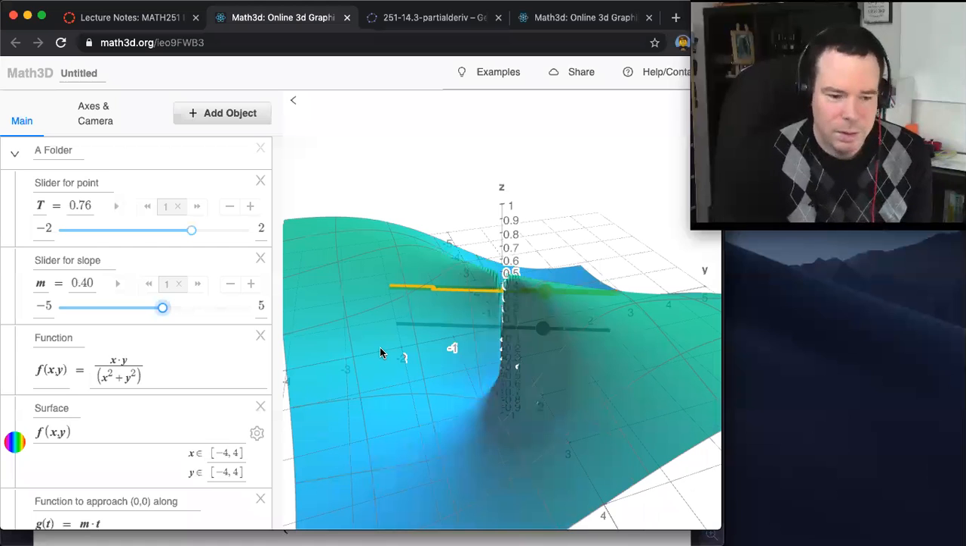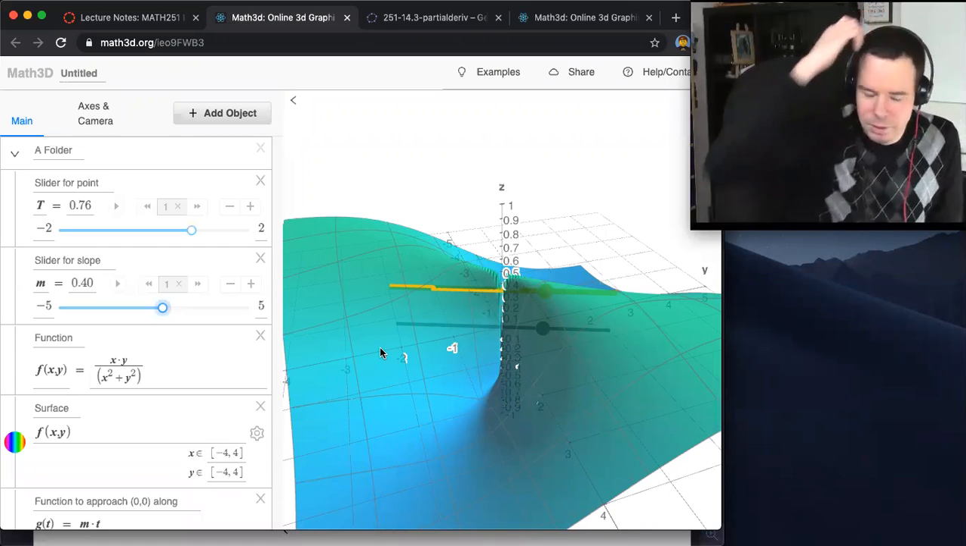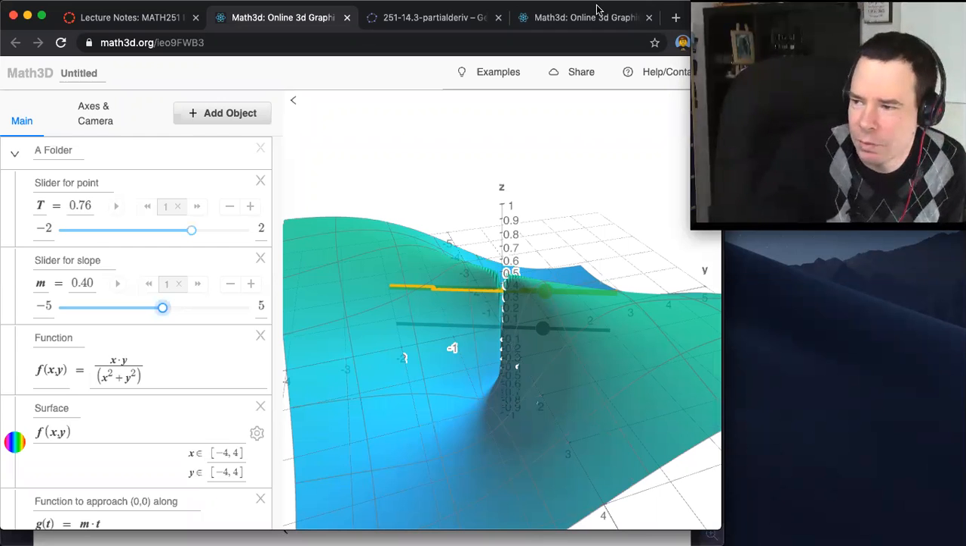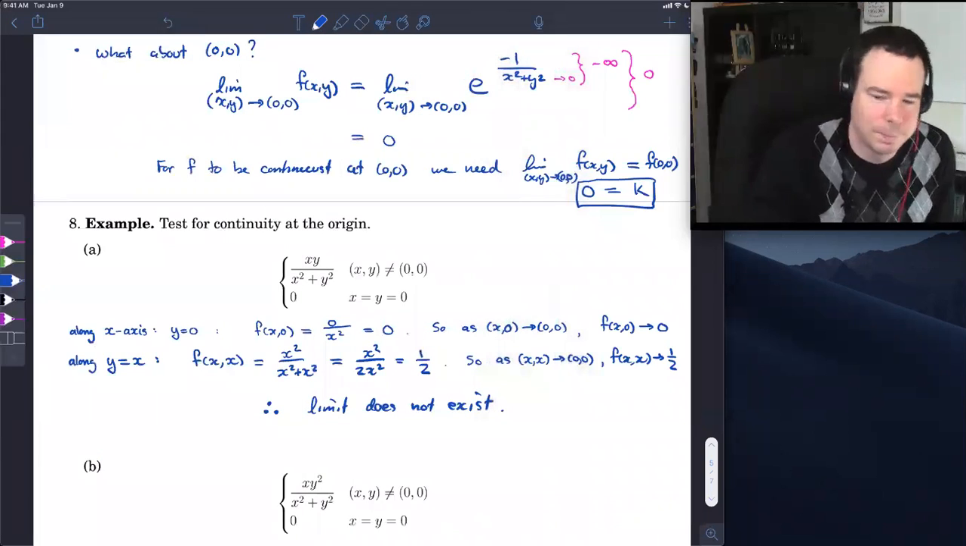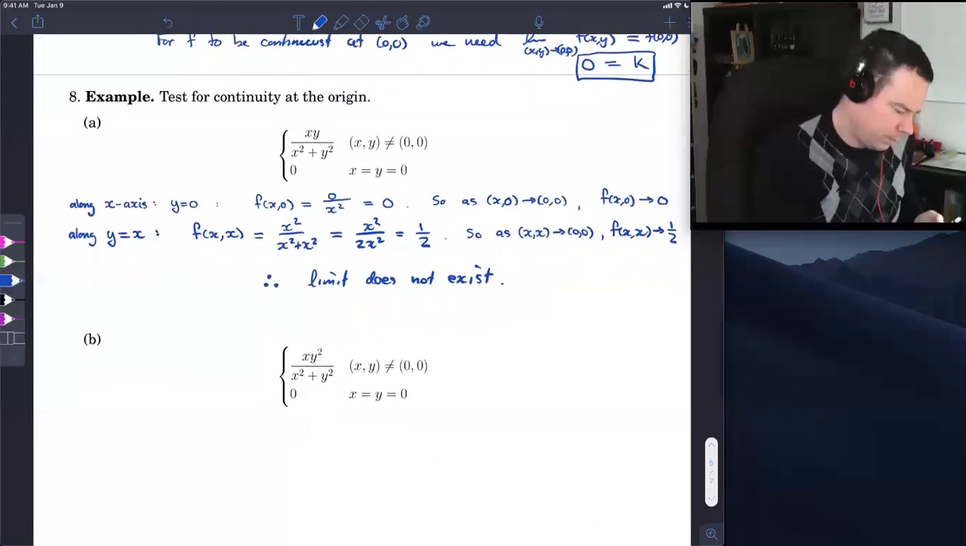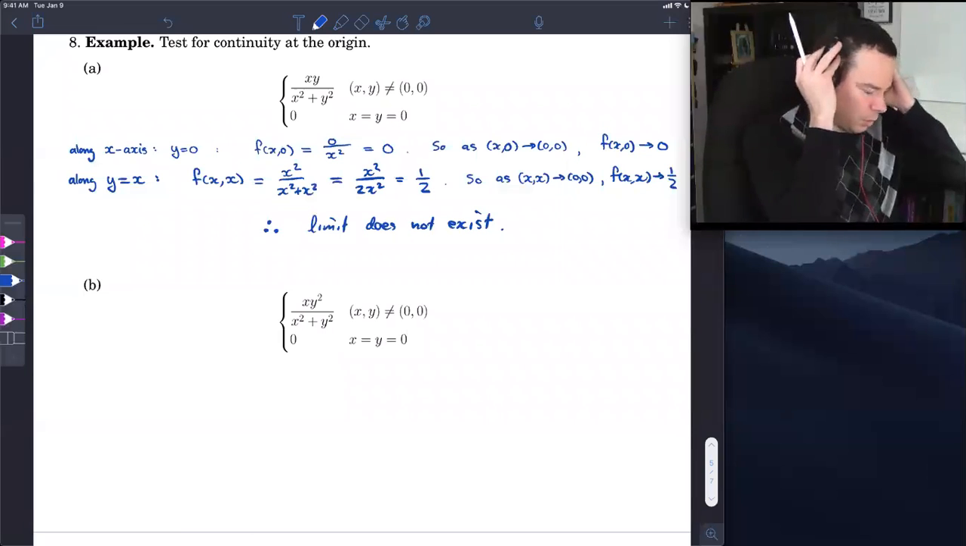Yeah, so that's a good comment. Most of the time, you're going to be coming at it from different directions to see if you can immediately spot two directions that give different values. So let's have a look at the next one. I'll give you another bit of a hint as to what to look for as well.